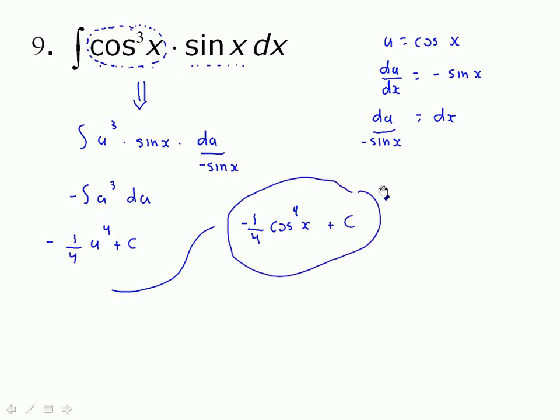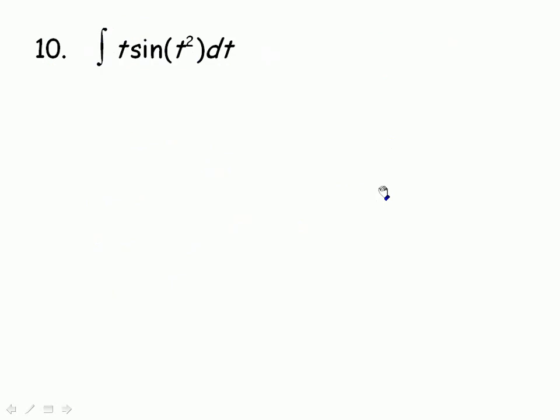Let's do one more. t sine t squared dt. It's a trig function, and there's a problem. This is not sine of t all squared. This is sine of t squared. So the argument is t squared. Now you've got to decide what substitution you're going to use.